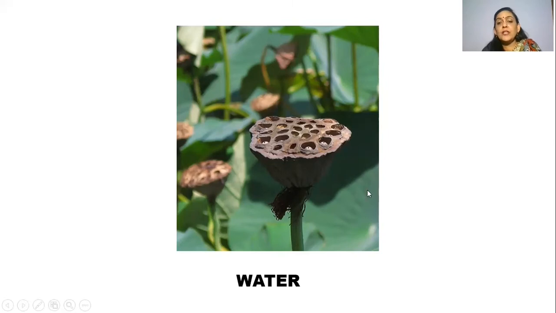So this whole fruit is very light and spongy. So even if it falls off, it will float in water. Even the seeds are light and spongy. If they fall out from this, they will also float in water and they get carried away to far off places.